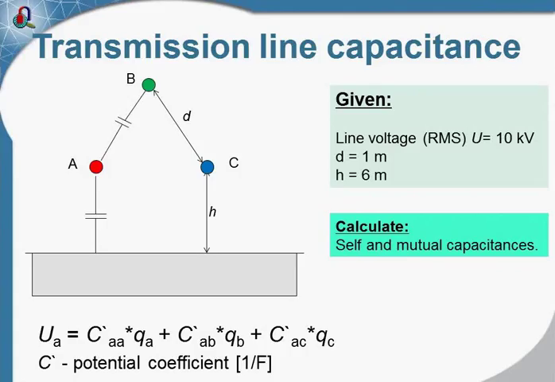In fact, there are several capacitances here. There are self-capacitance of each conductor and the mutual capacitance between conductors and the mutual capacitance between conductors and earth. The general equation is the following. The potential of the conductor depends on the charge of the conductor and the charges of other conductors.